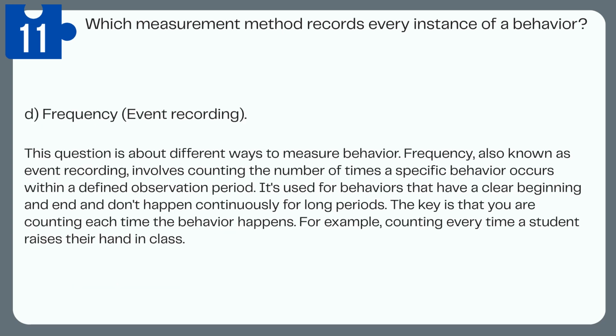Answer: D. Frequency. Event recording. This question is about different ways to measure behavior. Frequency, also known as event recording, involves counting the number of times a specific behavior occurs within a defined observation period. It's used for behaviors that have a clear beginning and end and don't happen continuously for long periods. The key is that you are counting each time the behavior happens. For example, counting every time a student raises their hand in class.